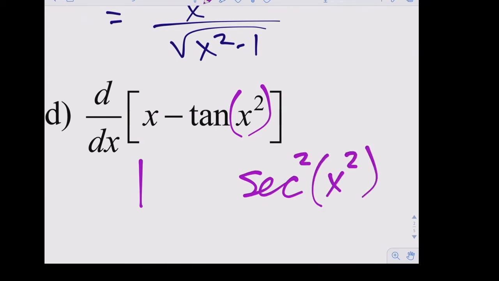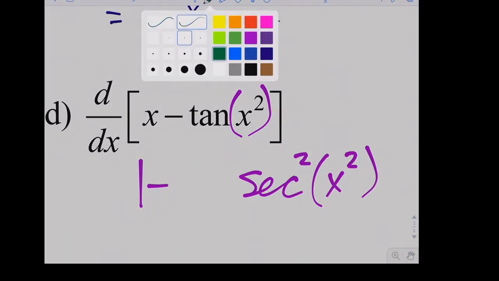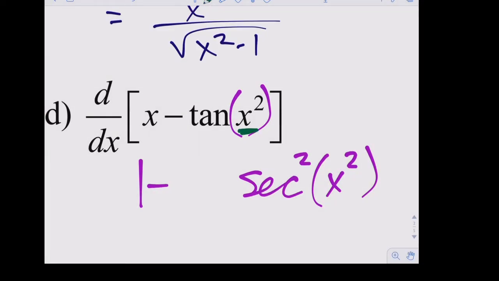Secant squared of the same blob. Now what about this minus sign? Is it still there? Yeah, it's minus. Now times the chain rule, the derivative of x squared. What's the derivative of x squared? 2x. Is it okay to multiply it on the left instead of the right?